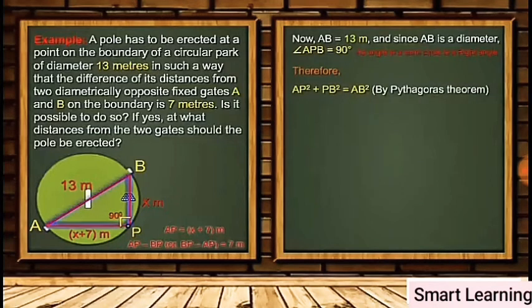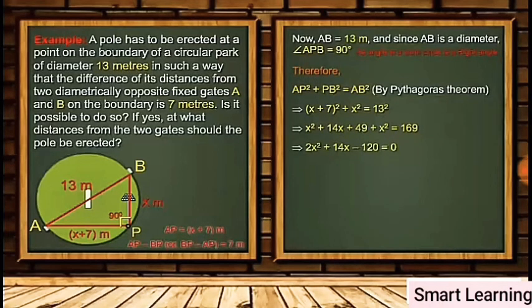Therefore, by Pythagoras theorem, AP square plus PB square is equal to AB square. This implies (x plus 7) whole square plus x square is equal to 13 square, which gives x square plus 14x plus 49 plus x square is equal to 169. This gives the equation 2x square plus 14x minus 120 is equal to 0. Dividing throughout by 2, we get x square plus 7x minus 60 is equal to 0.